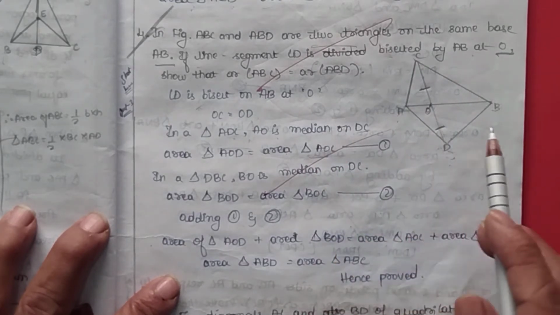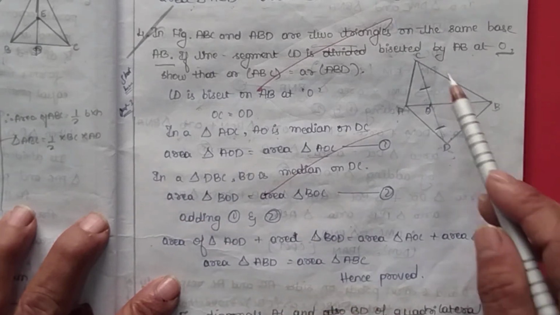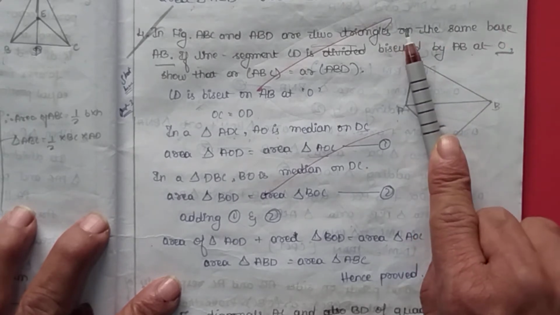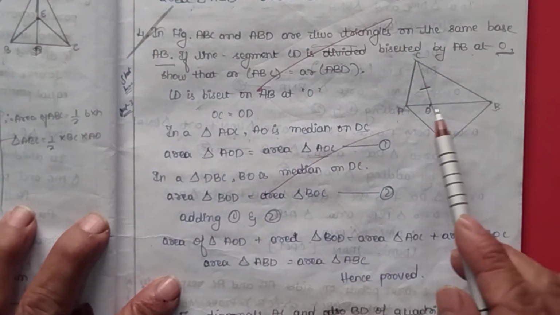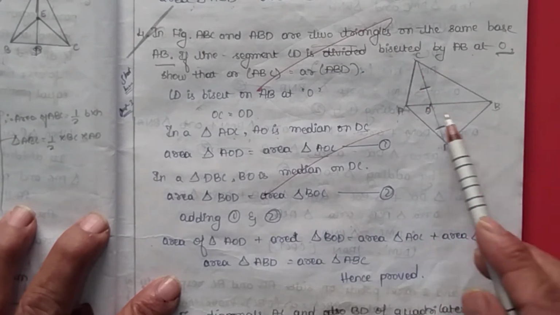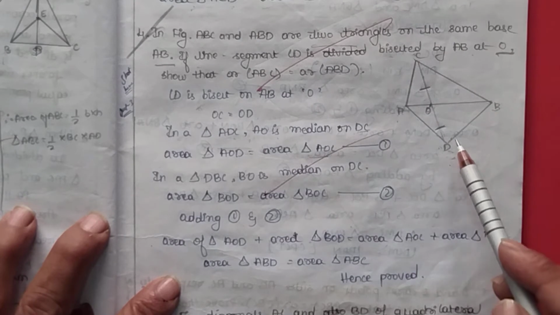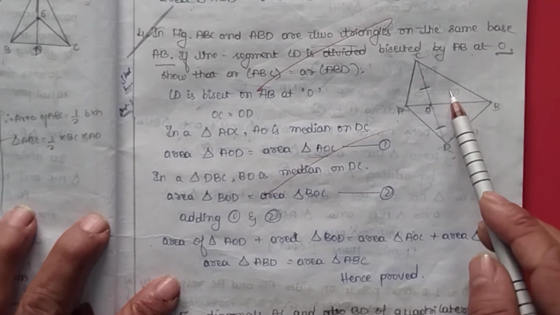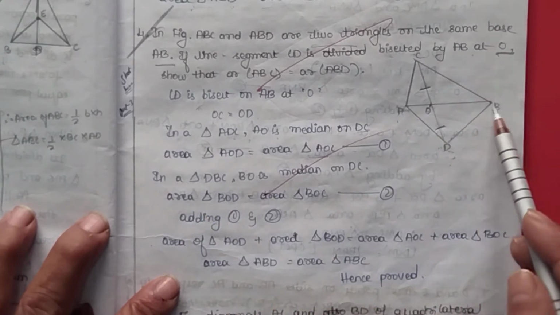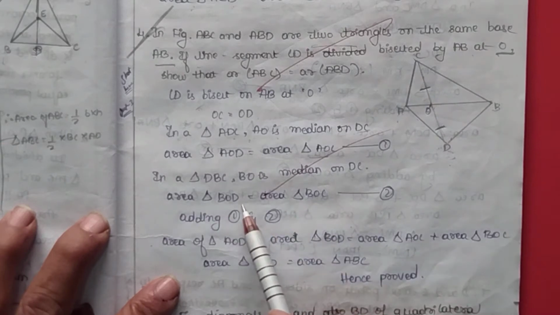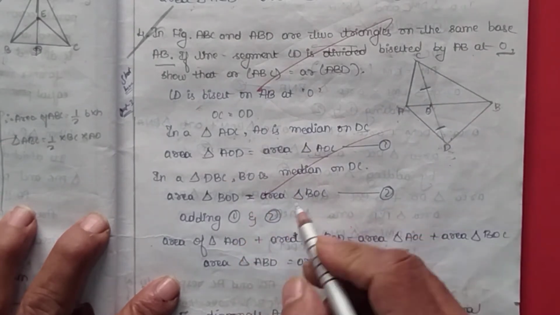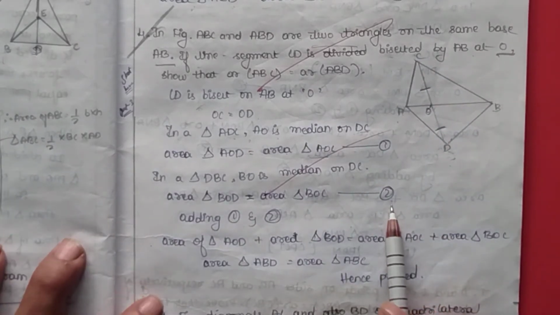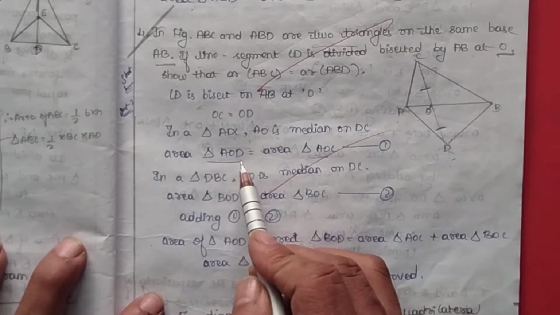That is equation 1. Similarly, take the inner triangle DBC. BO is the median on DC, so here also we get two triangles. Area of triangle BOD is equal to area of triangle BOC. So this is equation 2.